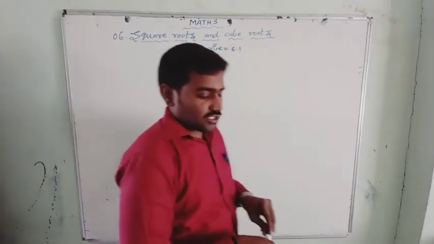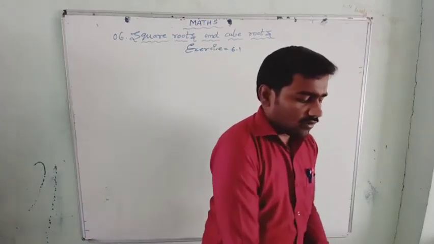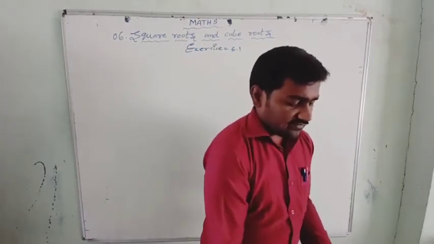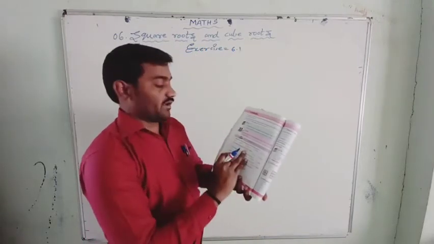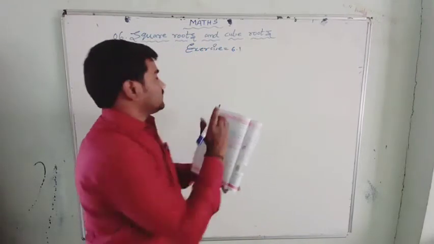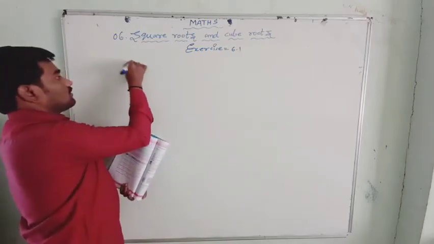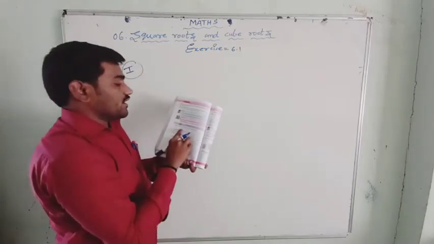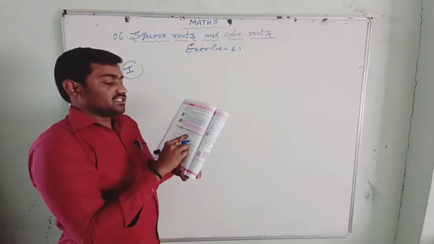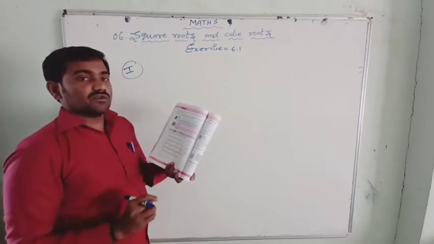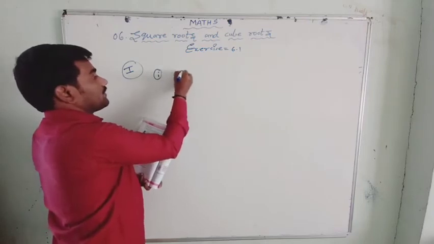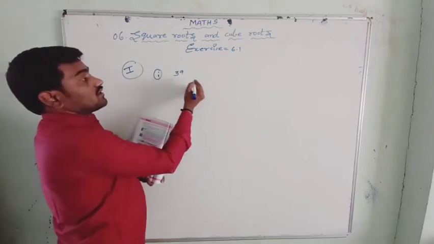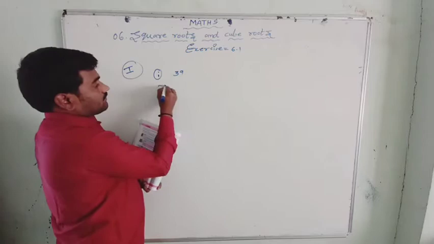Exercise 6.1 is general, about the information I told you just before. The general information will be there in 6.1. What will be the first bit? What will be the unit digit of the square of the following numbers? First one, 39. The unit digit of the square of 39.